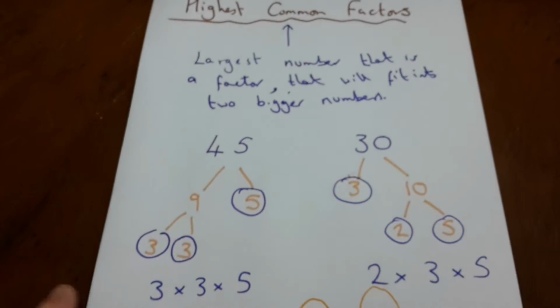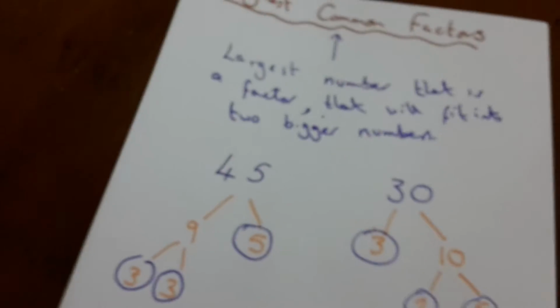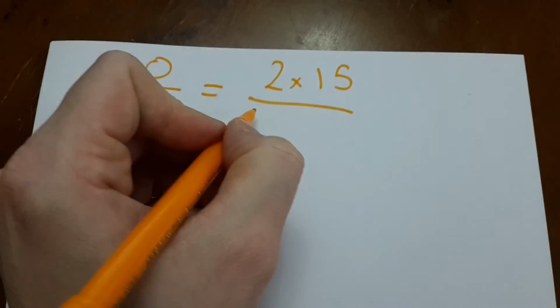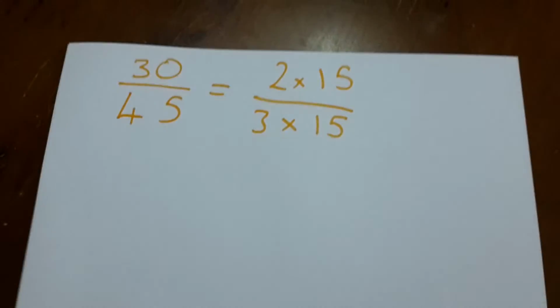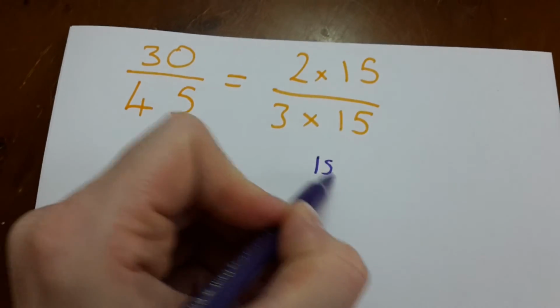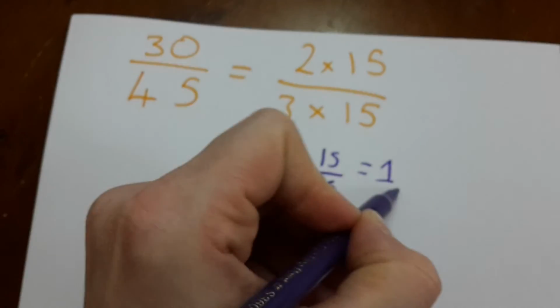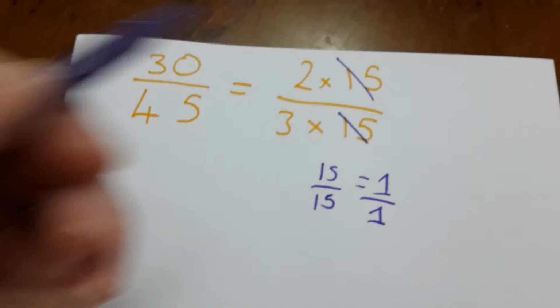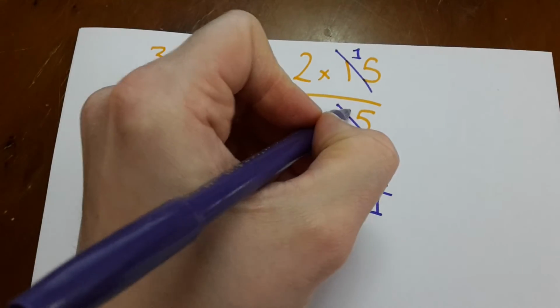Now this looks really complicated, but you do it in your head loads and loads of times when you work with fractions. So for instance, if I'd had 30 45ths, I could rewrite this as 2 times 15 and 3 times 15. And because 15 over 15 equals 1 over 1, I can cross these out and just put 1 and 1.